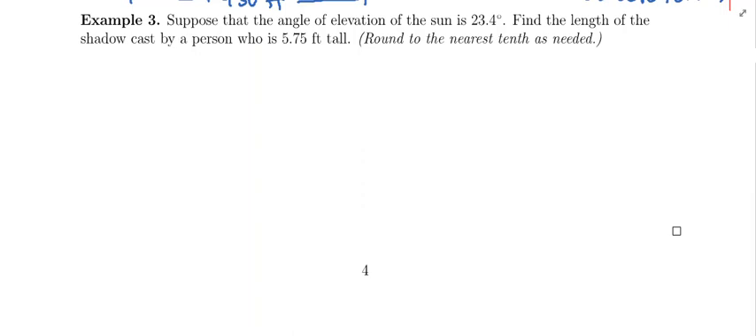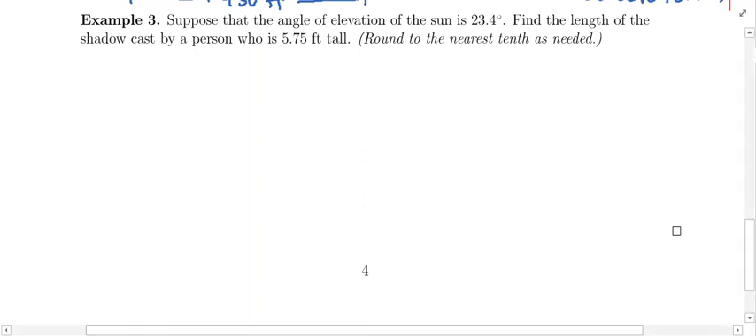This is a shadow problem. A word of warning, shadow problems are going to be very popular in calculus, so you want to understand how to draw them. First of all, we are going to need a horizontal. This can represent the ground.